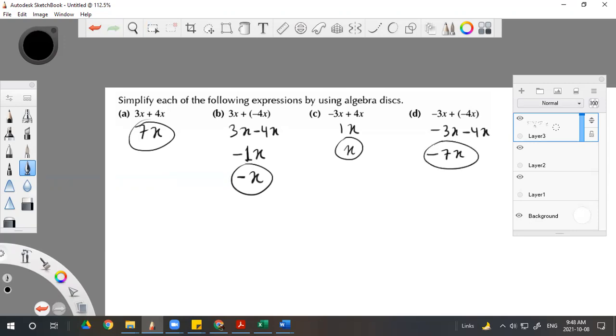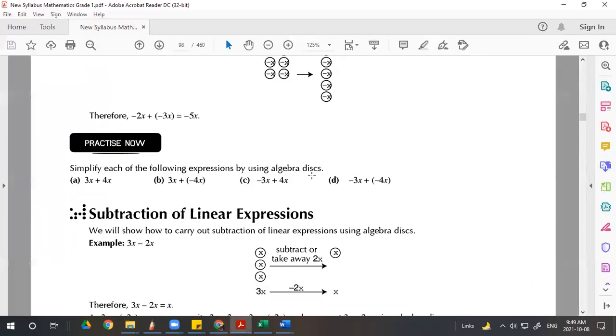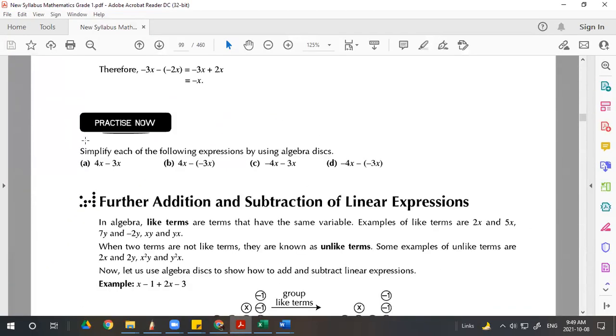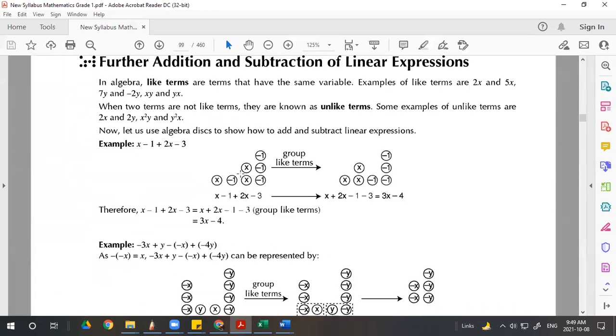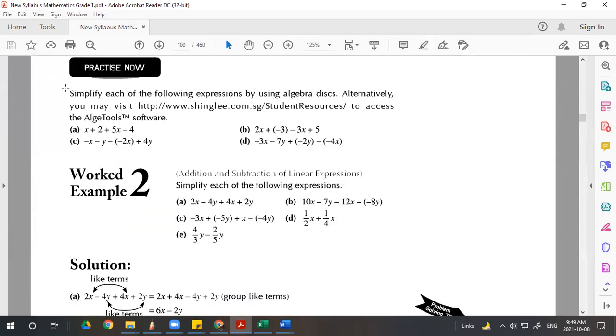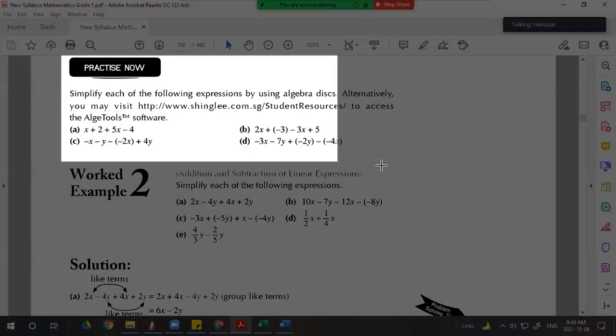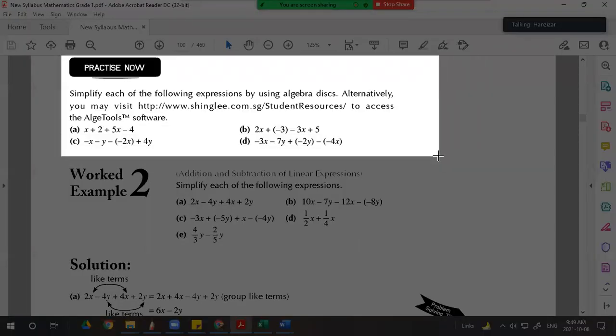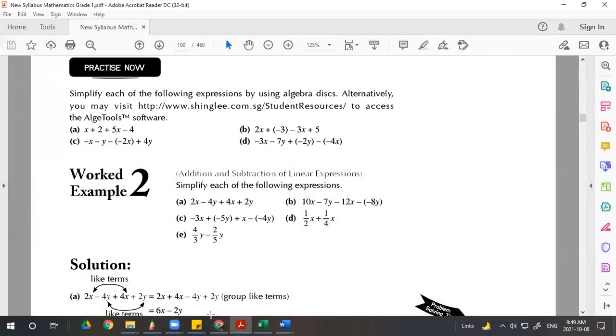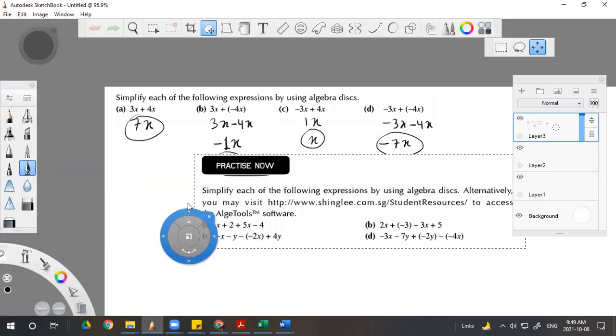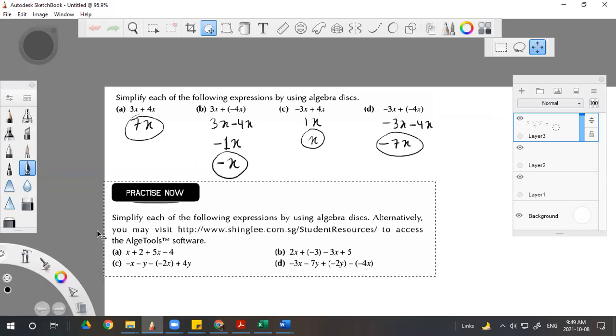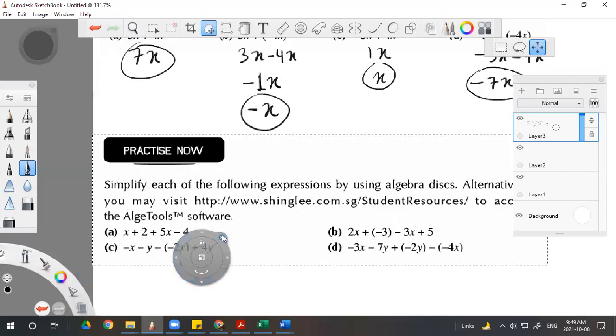Okay. Now, let's go to the next part. Practice now. Page 90. Ya, 90. Nah, ini mulai nih. 90 ya. Yang di sini, guys. Yang ini kita skip sama aja soalnya. Sama persis kan. Page 90. There you go. Simplify each of the following expressions by using algebra disk. No need. I don't think we need to do the algebra disk. Just use our brain. Because God create brain to be used, not to be unused.